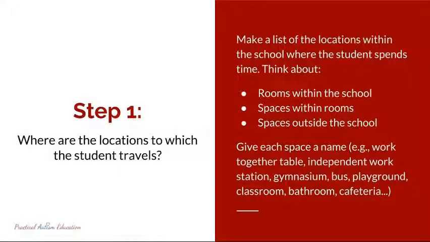There are three steps to follow while creating visual schedules for students. The first step is to make a list of the locations at school where the student spends time. This includes spaces within the school, spaces within rooms in the school, and also spaces outside of the school. Then give each space a name.